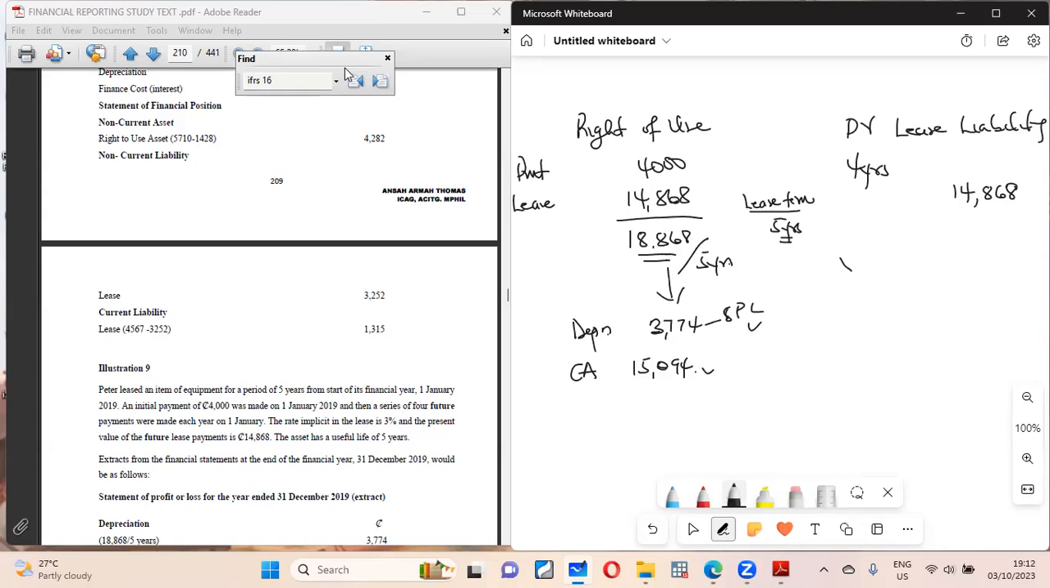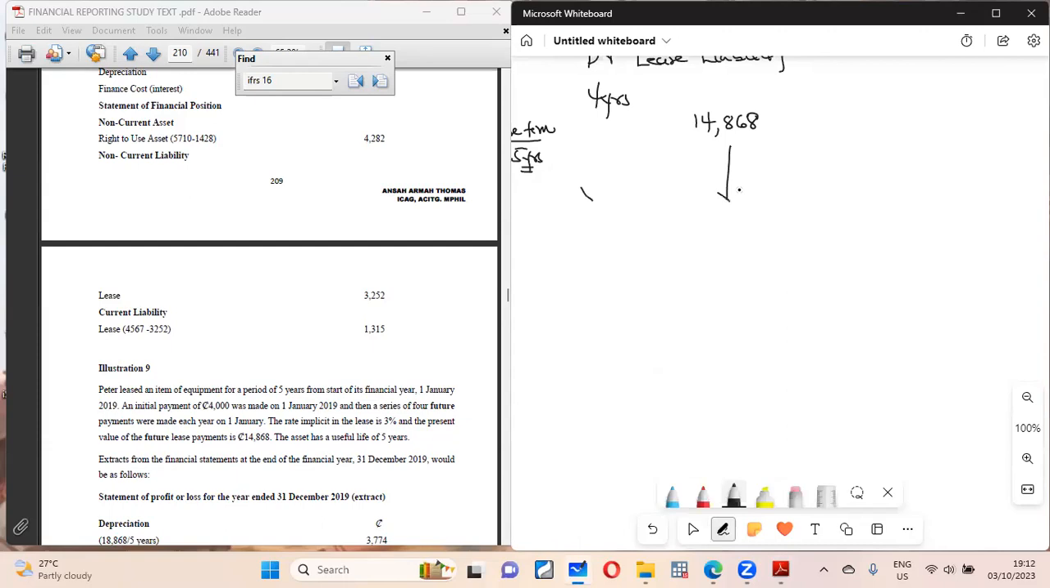Then let's go to the subsequent measurement for the liability part. So let's draw our table. This one is in advance, so it means we will need the years. We have to just do only two. So one, two. We have balance brought down, and what will come first? What will come here is advance. What will come here? The payments. Then we have the subtotal, then we have the finance cost.